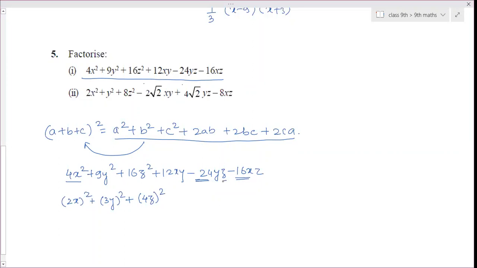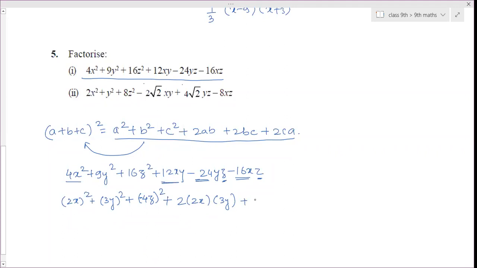Consider z as negative, so 4z we have to consider as minus 4z. Then check whether it is in the 2ab form. 2 into 2x into 3y: 2 into 2 is 4, 4 3s are 12xy. Plus 12xy. Do we have it? Yes, we have.